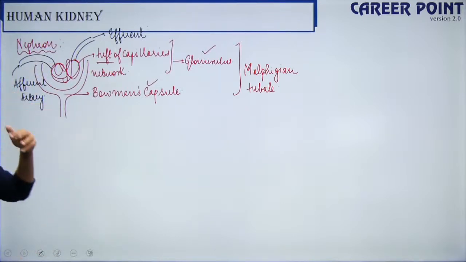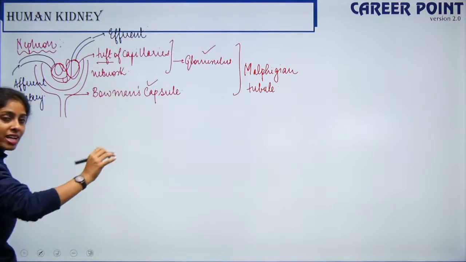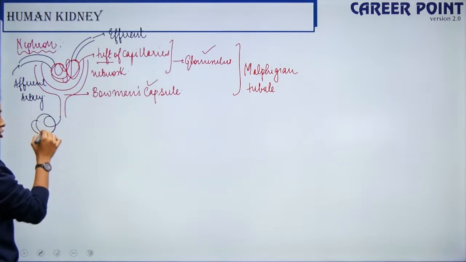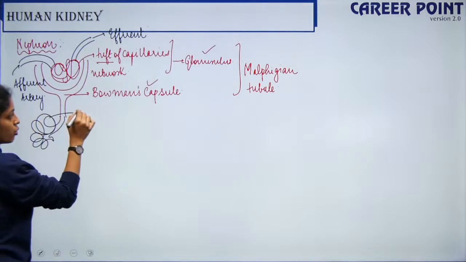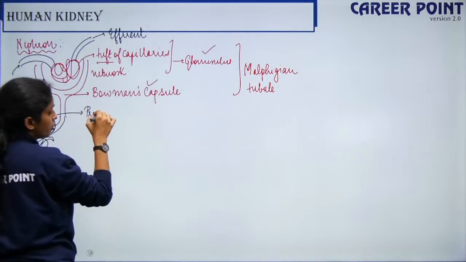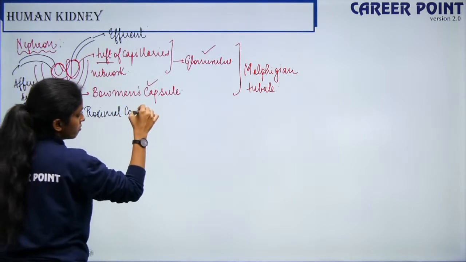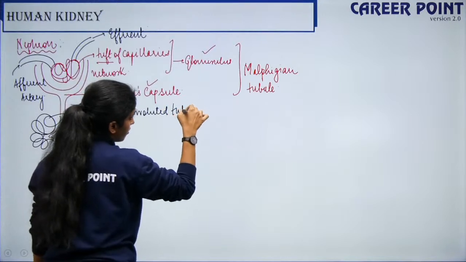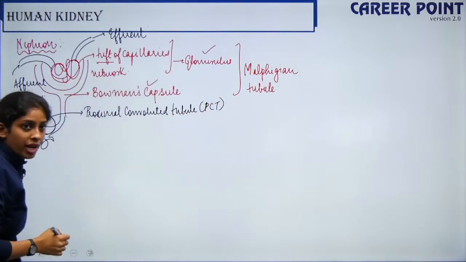Now moving on to the second half of the nephron. The Malpighian corpuscle is done. The next half is the renal tubule. Here I have a highly coiled structure, known as the proximal convoluted tubule. This is highly coiled. This is the PCT, right?